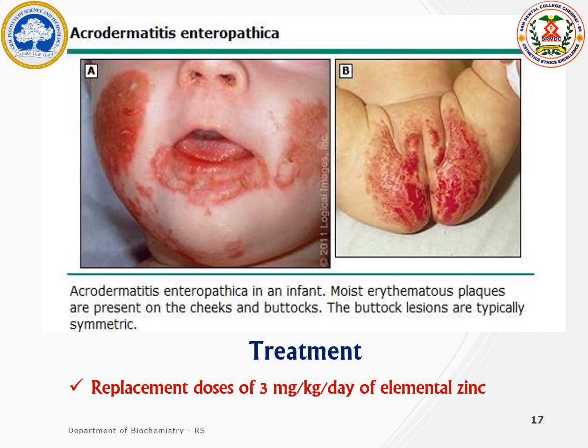This slide shows the picture of acrodermatitis enteropathica in an infant. Here the child has developed erythematous plaques on the cheeks and the buttocks. When the inherited defect in the absorption and transportation of zinc is present, it leads to the development of lesions. So this is how it looks. The treatment for this is a replacement dose of 3 milligram per kg per day of elemental zinc, supplied to the individual to reduce the symptoms of acrodermatitis enteropathica.